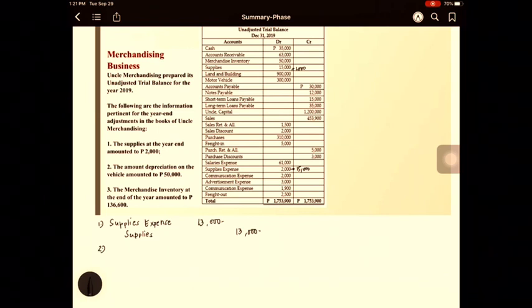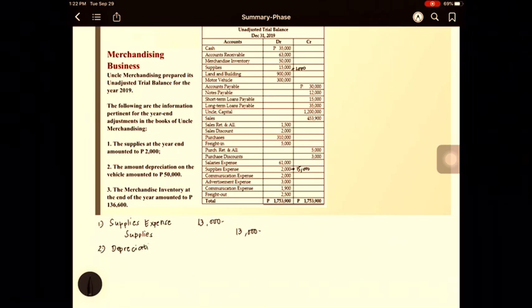Now for the second adjusting entry, we were told that the amount of the depreciation on the vehicle amounted to 50,000 pesos. There is only one pro forma entry on how to adjust your depreciation and on how to recognize an accumulated depreciation. So you just memorize whenever there is a need to depreciate a particular fixed asset, the entry is this. You have to debit, of course, your depreciation expense.